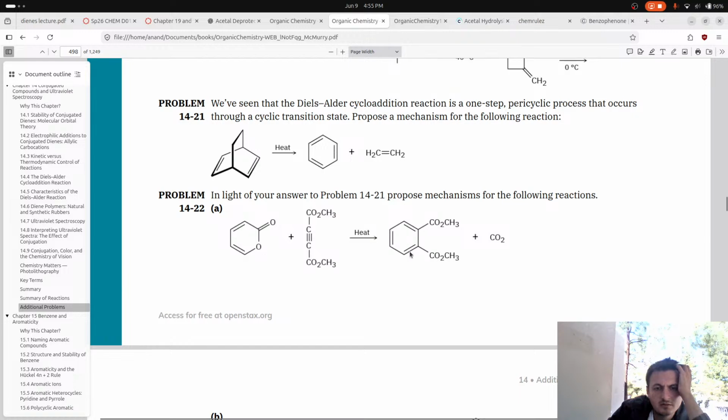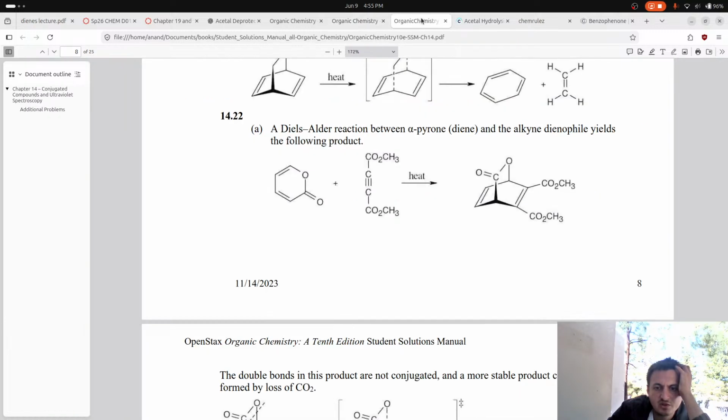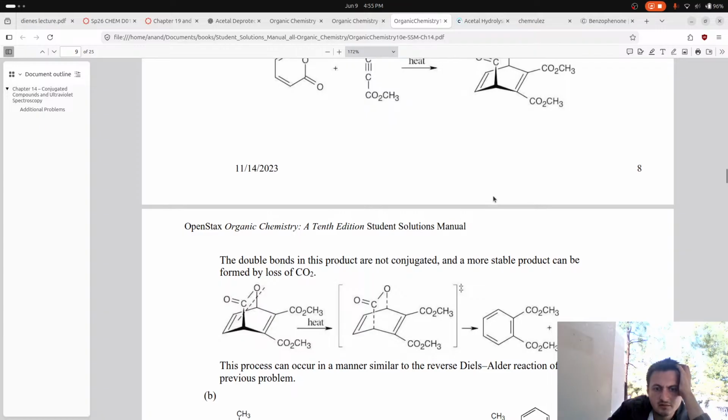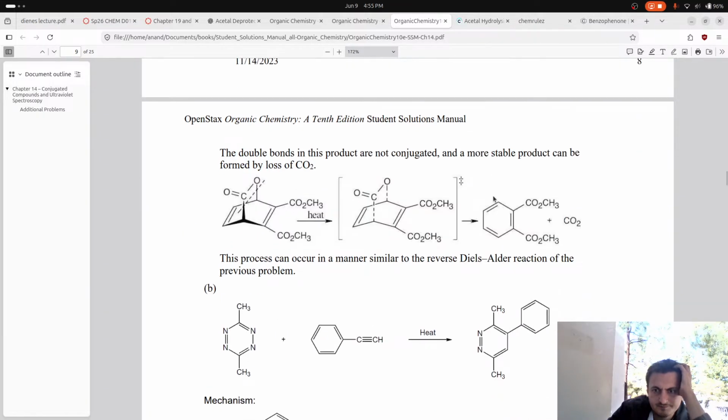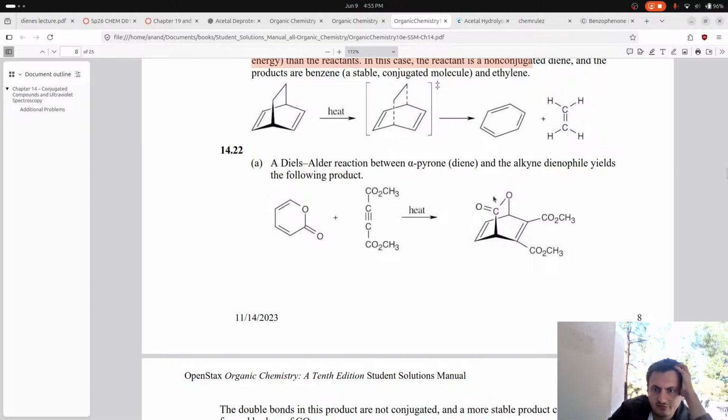Wait. This is a different product than what they're saying. Oh, so this is the mechanism by which it forms. So the dienophile just comes in. Okay. All right, it's starting to make sense. So it's gonna just come in, like, let's just say on the top. Pretend this thing isn't here. So then this thing forms.